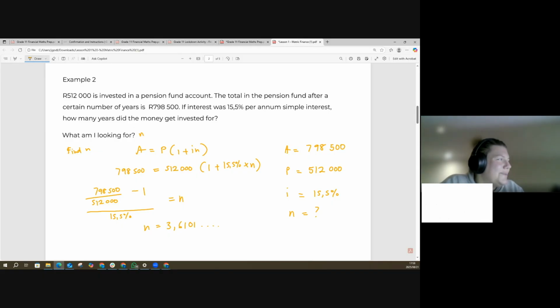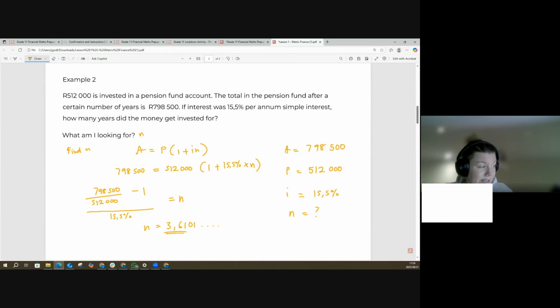So they asked, how many years did the money get invested for? What answers could we give? We've got various options here because they haven't said what years and months. They haven't been that specific. They've just said how many years was the money invested for. What are our options for the answers that we could give? It can't be 3 years, because if I stopped at 3 years, I wouldn't get enough money.